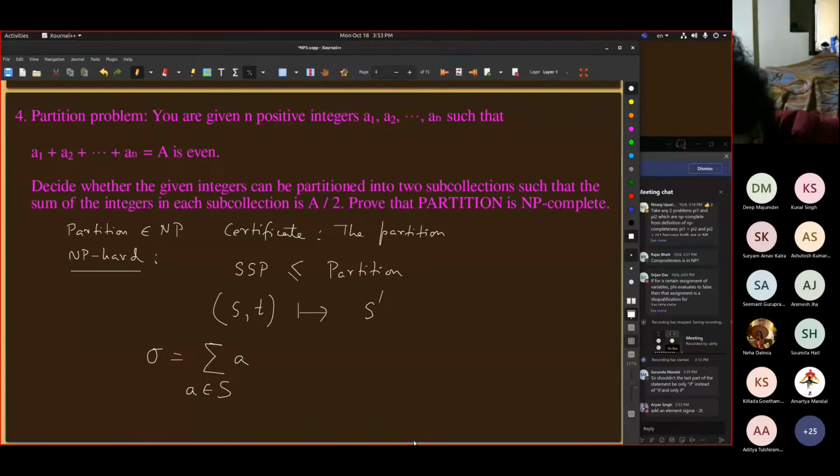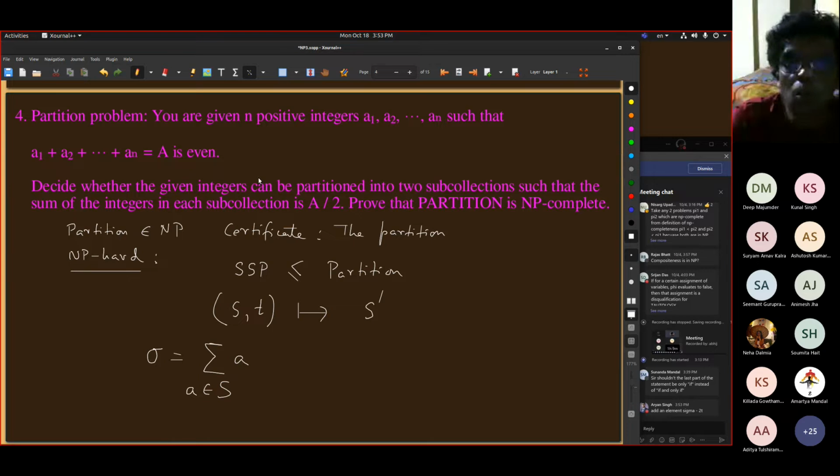Add an element sigma minus 2T. Then the sum is 0. And this element may be negative. So let us restrict to positive integers. Of course, it doesn't matter if we include negative integers, but let us try to work with positive integers. Yes, this is a good way of thinking, but stick to the specifications. Something like that you have to do. Add some elements to this S.